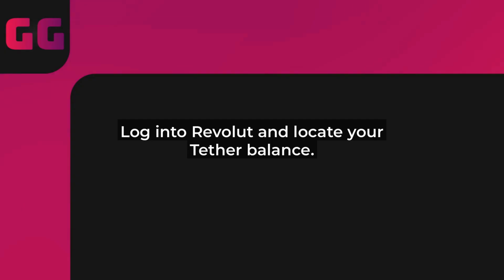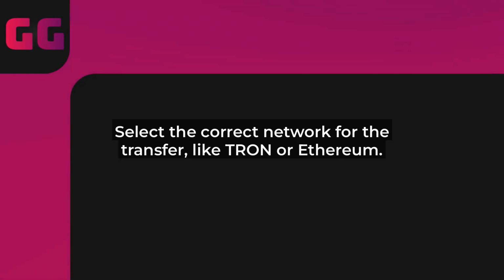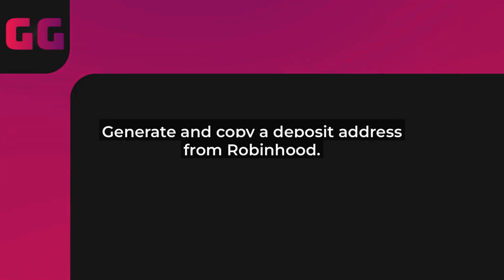Step 1. Log into your Revolut app or website. Head over to your crypto section and locate your Tether balance. Once you're there, select the option to withdraw or transfer USDT. Revolut might ask you to choose the network. Common ones for Tether are Tron, TRC20, or Ethereum, ERC20. So pick the one that matches what Robinhood supports to avoid any issues.